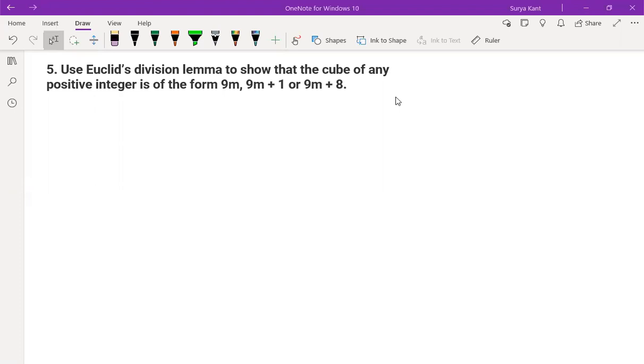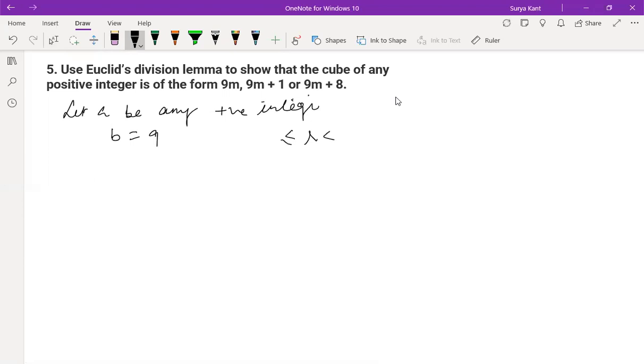So, the 5th one, who can do the 5th question? Use Euclid's lemma. What is b over here? Tell me, children. First, you write here, let a be any positive integer. Okay, this is common. So what can we write for b? b is equal to what? Tell me, children, fast. 3, sir.